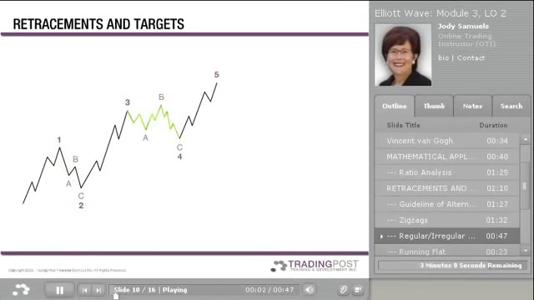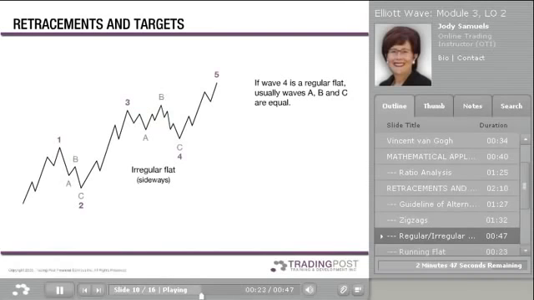This wave 4 example is that of an irregular flat. If, however, wave 4 is a regular flat, where wave B does not go above the start of wave A, usually waves A, B, and C are equal. Wave B always retraces to at least 90% of A.